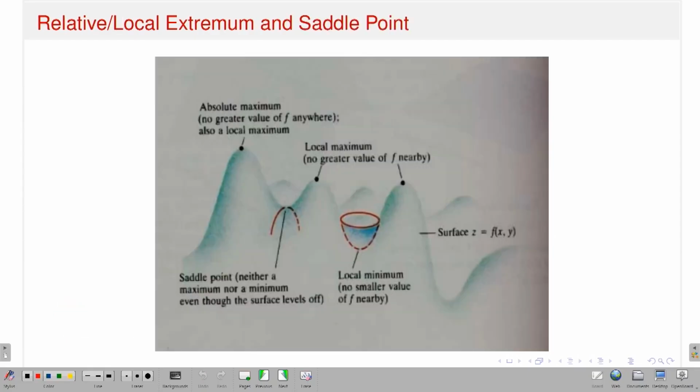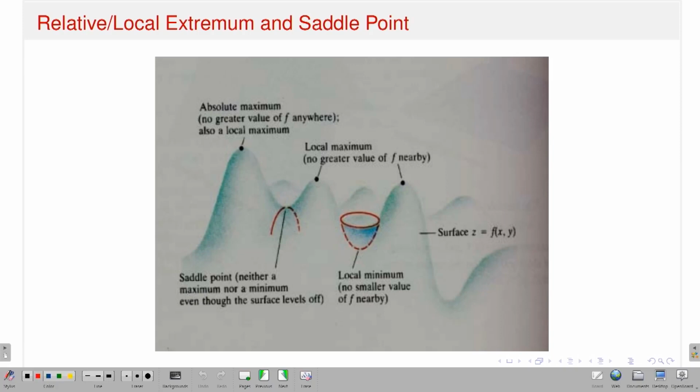Okay, so this is relative again, and pictorially you can look at it: relative or local extremum and saddle point. Okay, I will explain what I mean by saddle point. Actually the point is called a saddle point where you cannot have a local minimum as well as a local maximum. So that kind of thing is called the saddle point.